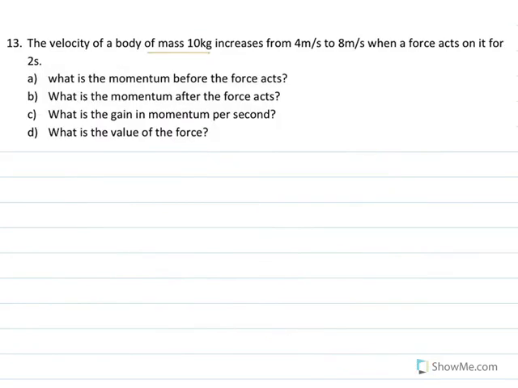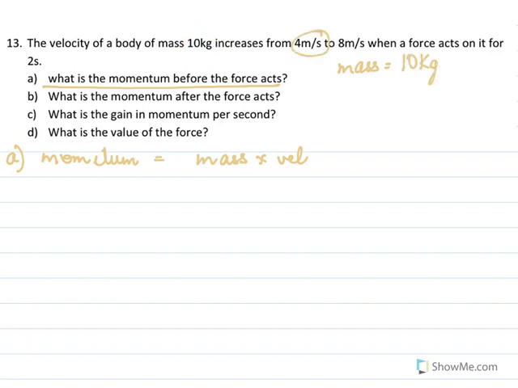The velocity of a body of mass 10 kgs increases from 4 meter per second to 8 meter per second when a force x acts on it. So I'll just get on to the question straight on. In the first part, we have to find what is the momentum before the force x. So momentum, we know, is mass into velocity. Here we see the mass is 10 kg and the initial velocity is 4 meter per second, that is u. So the momentum will be 10 into 4, that is 40 kg meter per second.